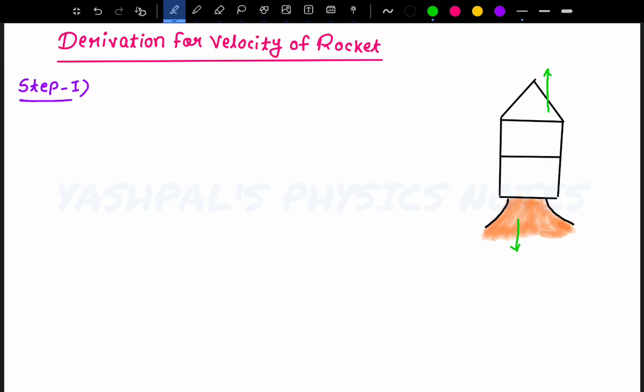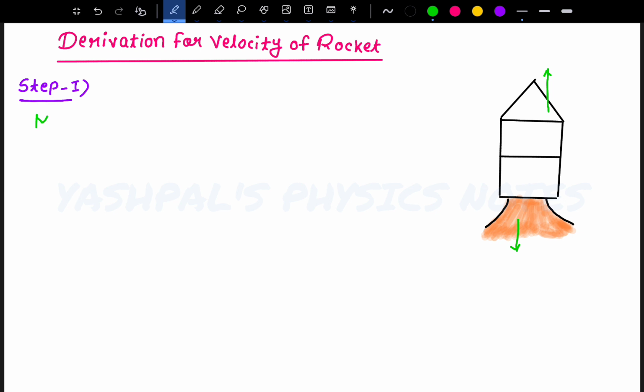Hello everyone. Today we are going to derive the equation for velocity of rocket. Here I have drawn the figure of rocket where I have shown the exhausted burning fumes getting out of the rocket in downward direction. So before proceeding, let us write some representations.